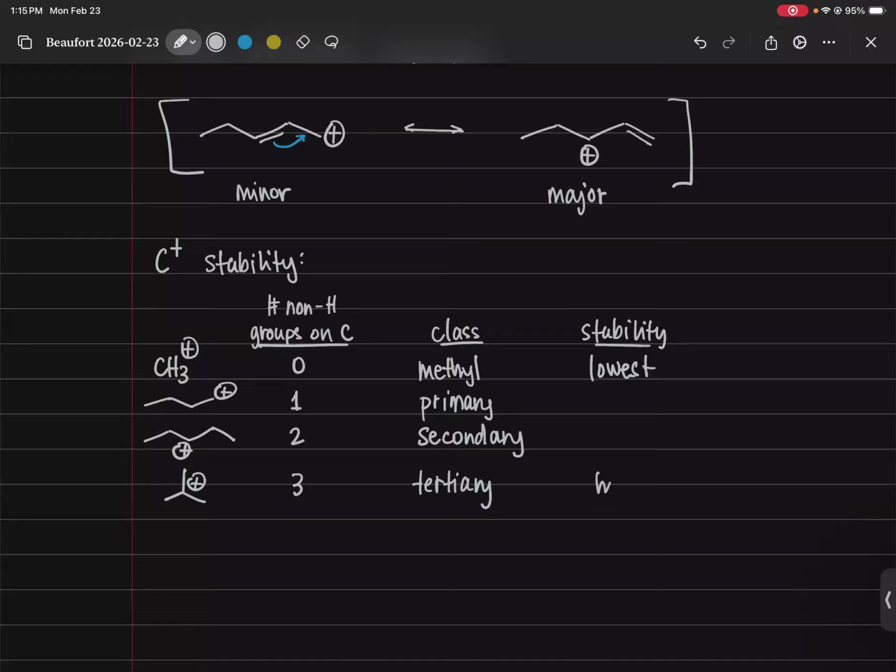And tertiary carbocations are the most stable. So if you could draw a resonance structure that creates a tertiary carbocation, all other things notwithstanding, that will be the most stable, highest contributor resonance structure.